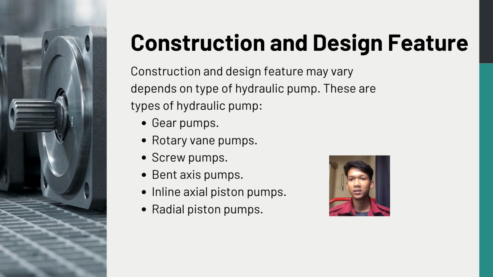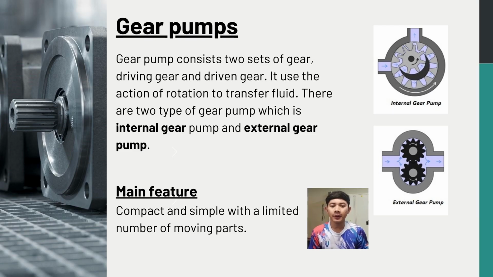There are a variety of hydraulic pumps, and each one of them is different in terms of design and features. The types of hydraulic pumps are gear pumps, rotary vane pumps, screw pumps, bent axis pumps, inline axial pistons, and lastly radial piston pumps. First one is gear pumps.